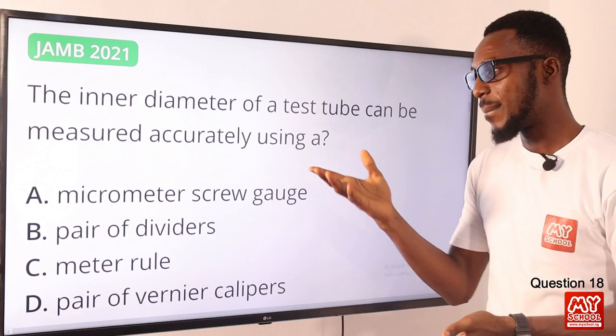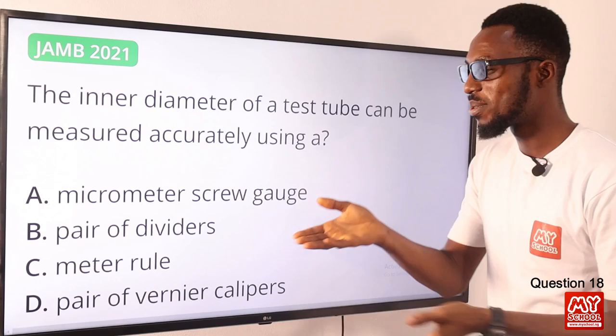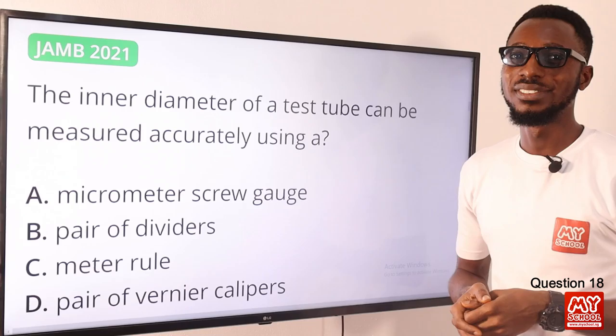Pair of dividers, you are looking at geometrical operations. Meter rule, length, that's straightforward. So option D is the right option.